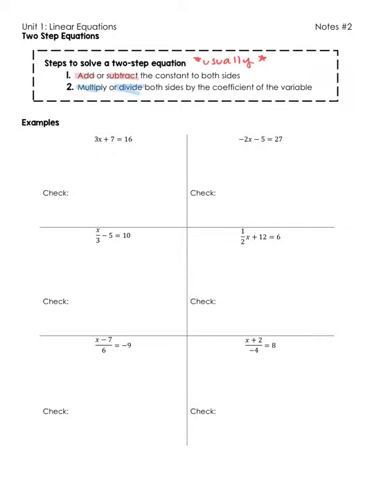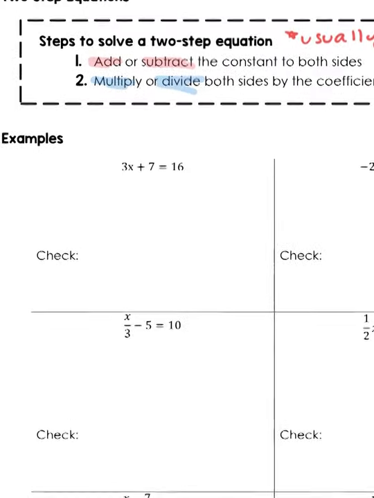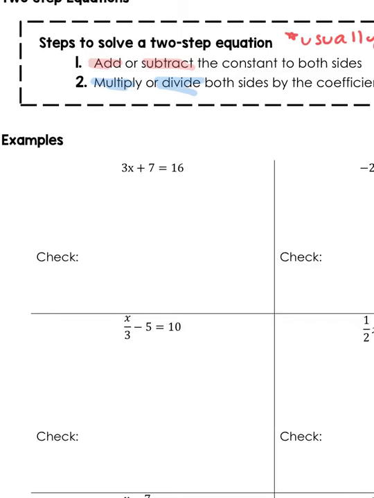So on our first example, I'm going to start the same way I started my one step. I'm going to draw my line through my equal sign. I'm going to ask myself what is happening to x. In this example, x is being multiplied by 3 and added by 7. When I start using my inverse operations, I'm going to be going backwards. The inverse of adding 7 is subtracting 7. So I'll subtract 7 on both sides. Positive 7 and negative 7 is 0. So I end up with 3x equals 9.